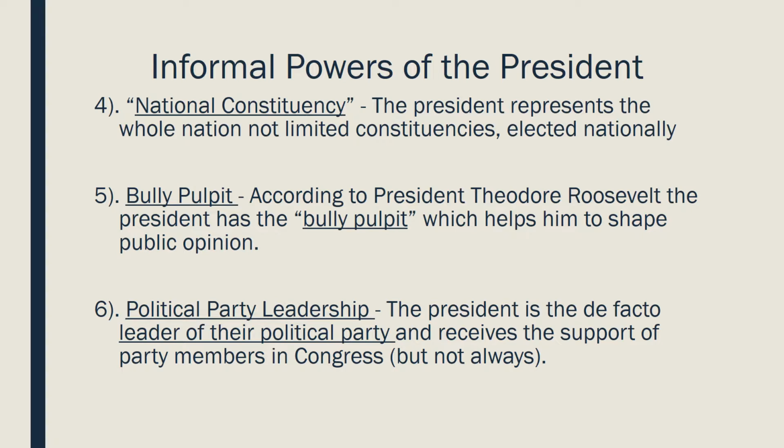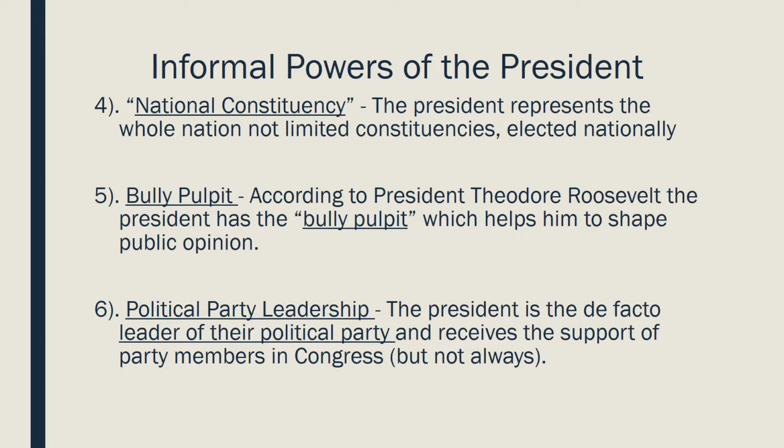And this gives the president the power to sway members of Congress, public opinion, and hopefully policy to their side, claiming that it was the entire nation that judged them fit to be in office, or at least a majority of the entire nation.